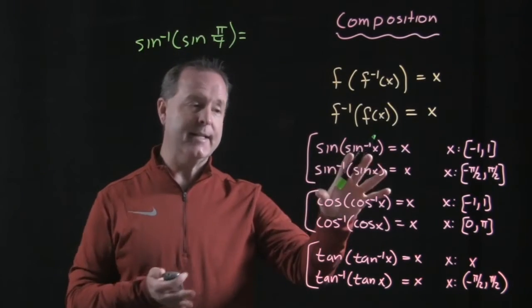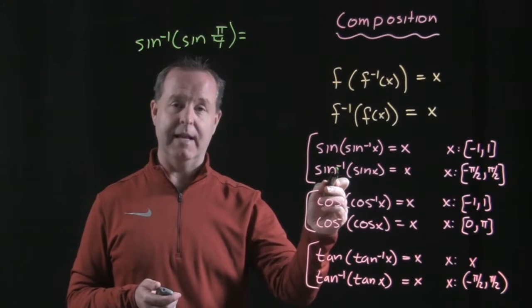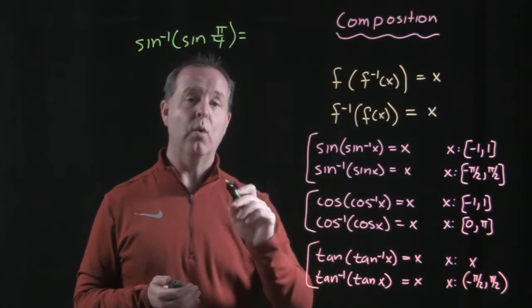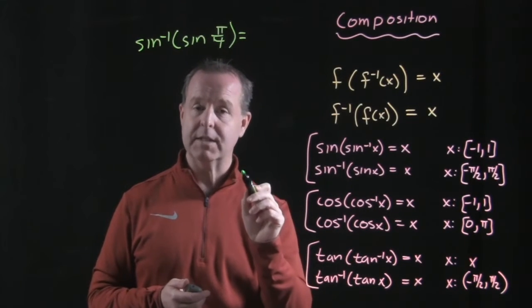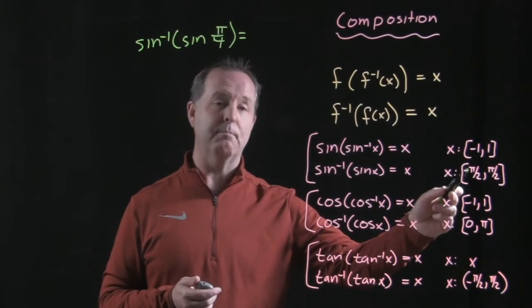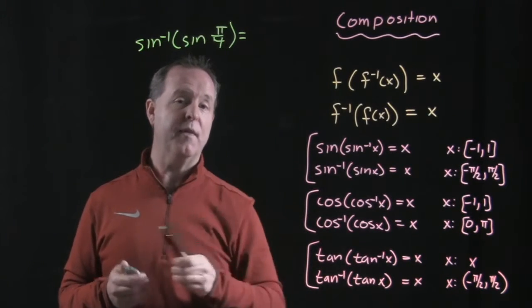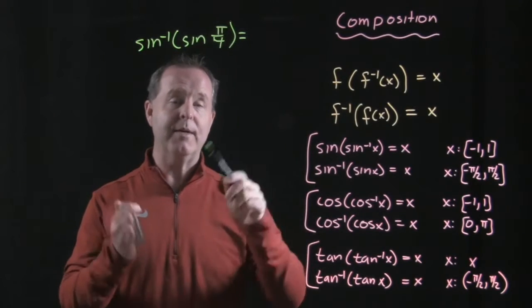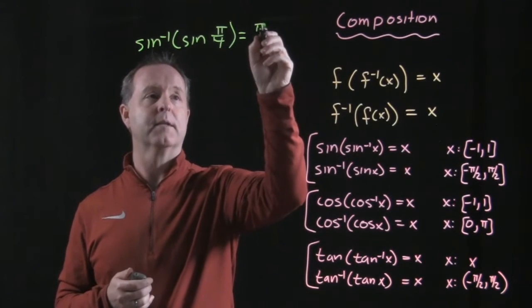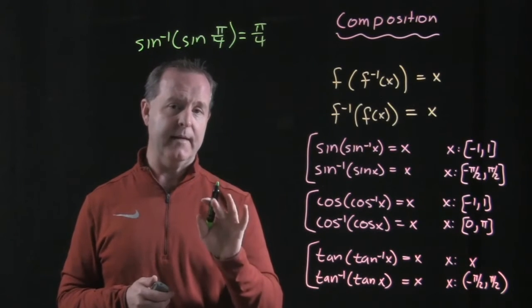Well, I would look at my composition identities, and I see that this is the inverse sine of the sine of x. That's always going to be x if x is in my interval. This is where it's different: in my interval from minus pi halves to pi halves. Is my value here within that interval? In this case, it is. So my result then would be pi fourths. However, that's not always going to be the case.